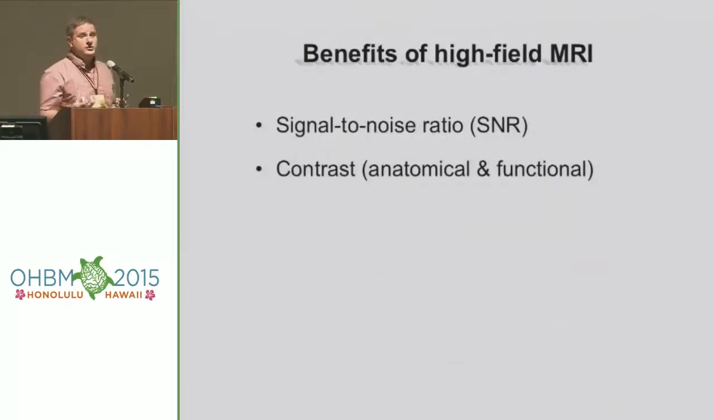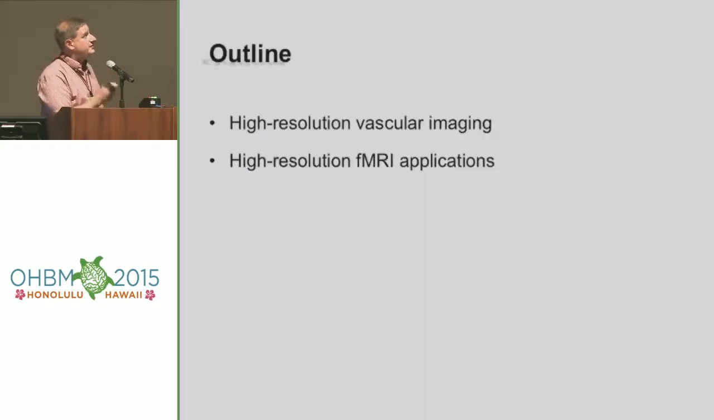When you go to high field, you have 2 main benefits. One is the SNR, the signal-to-noise ratio, that I just explained. But then you also have an increase in the contrast. Here I break the contrast down into 2 parts. One is the anatomical contrast that allows you to distinguish between 2 different types of tissue, and the other is functional contrast, which is more relevant when we're talking about fMRI. Throughout the talk, I'll try to explain that.